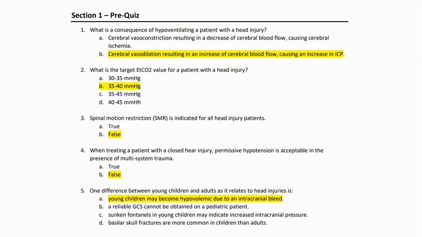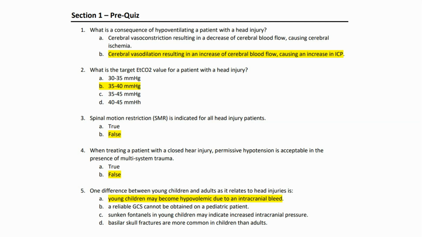Number two, what is the target end-tidal CO2 value for a patient with a head injury? The answer is B, 35 to 40. Number three, spinal motion restriction is indicated for all injury patients, and that is false. Only if it's indicated should we do it, but doing it overtly cautious just for the sake of doing it is not appropriate. As with anything that we do, there are downsides, there are potential consequences. So we don't want to provide these interventions unless we believe it's truly going to provide an inherent benefit to our patient.